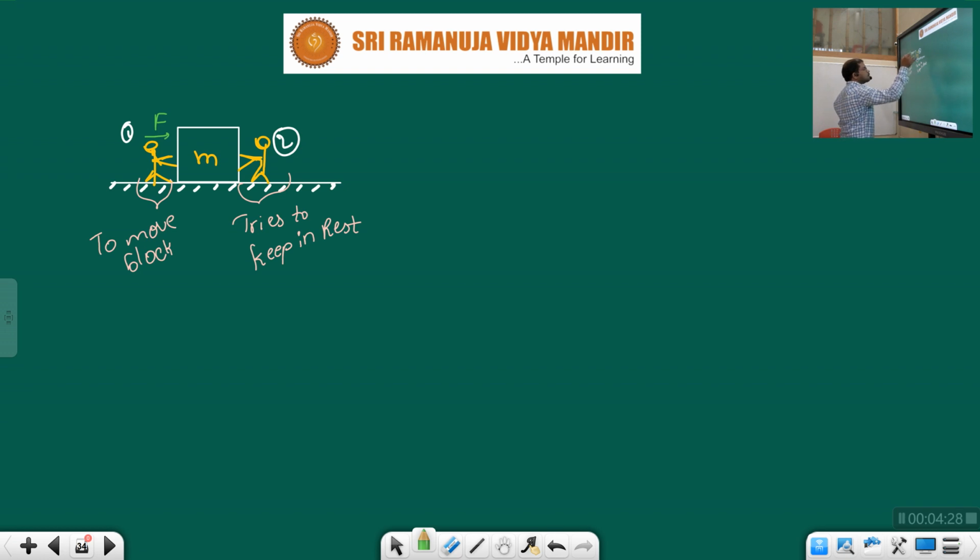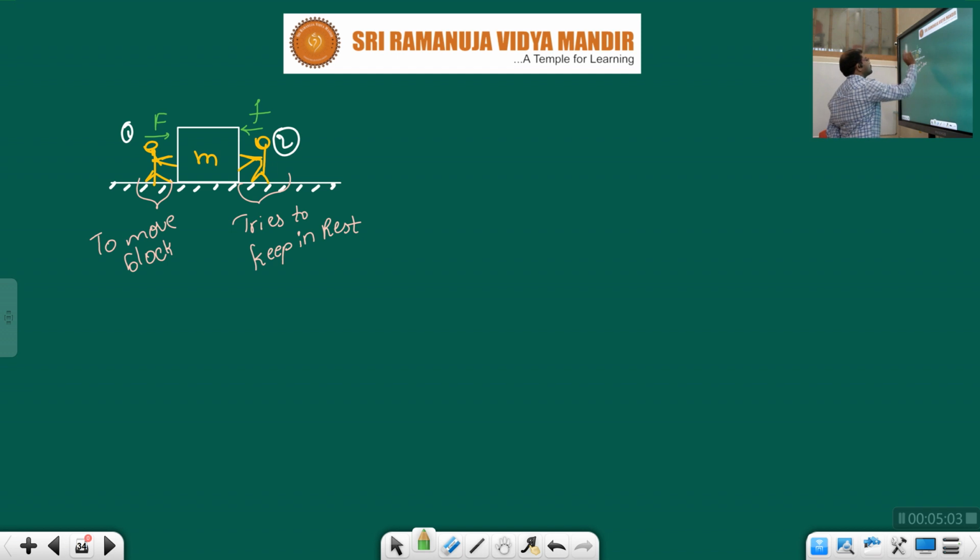The second person also applies a force, children. Let us consider that one as small f. So this is the arrangement, a very simple arrangement. One block, and two persons standing on either side of it. One person tries to move it by applying force capital F, and in the opposite direction another person tries to stop it.